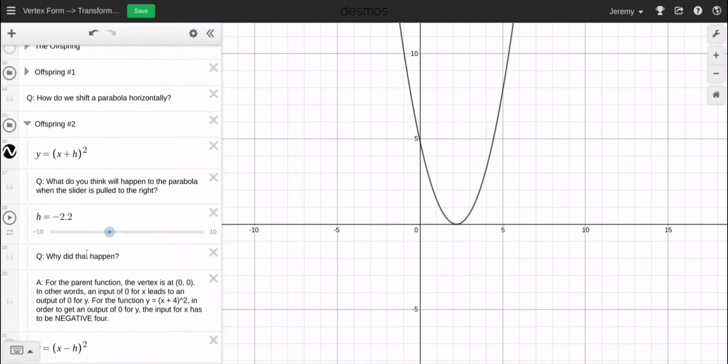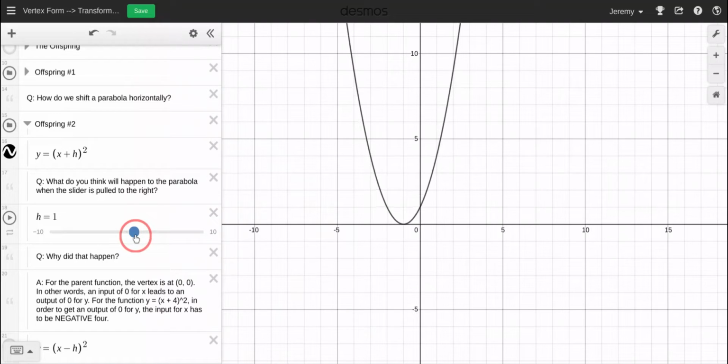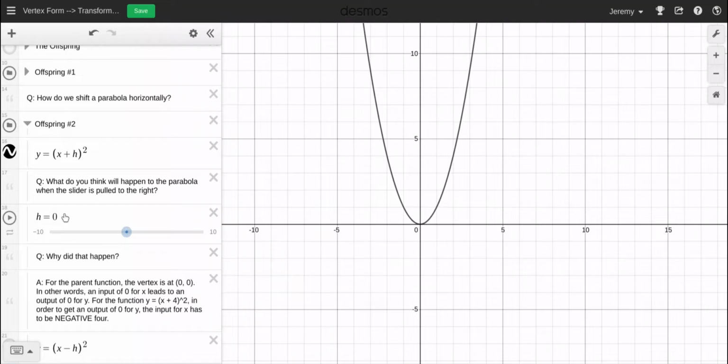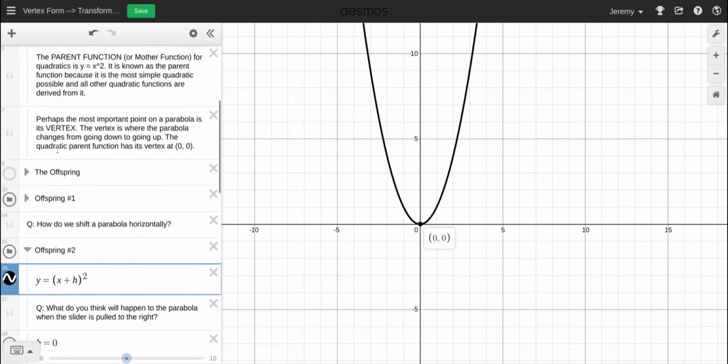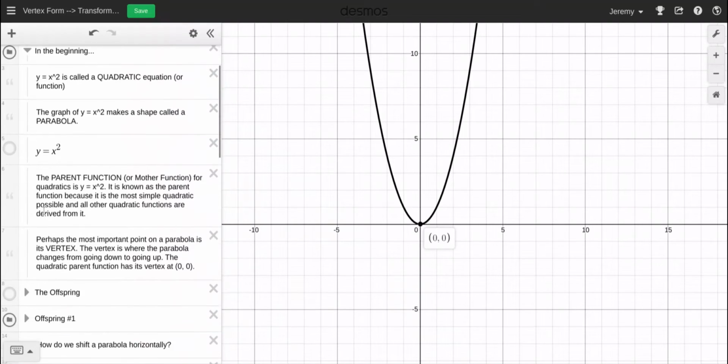Well, here's why it happened. Let's put it back at 0, 0. Let's look at the vertex. For the parent function, the vertex is at 0, 0. In other words, an input of 0 for x leads to an output of 0 for y. Up here, when we plug in 0 for x, 0 squared is 0. So an input of 0 for x leads to an output of 0 for y.